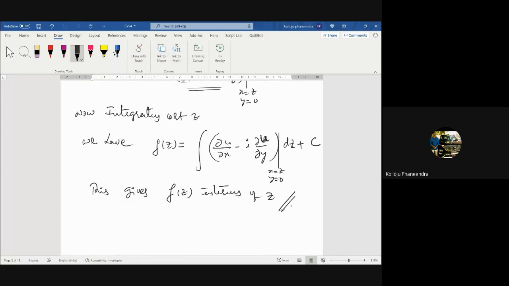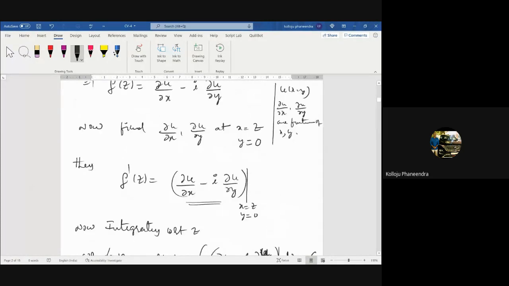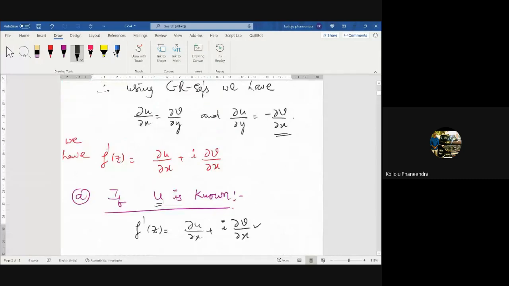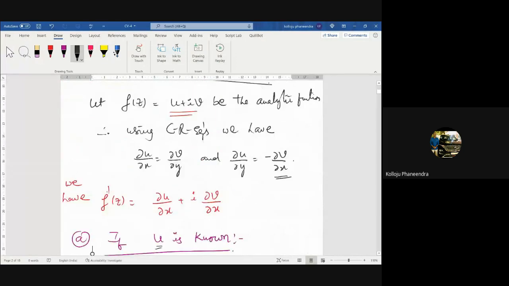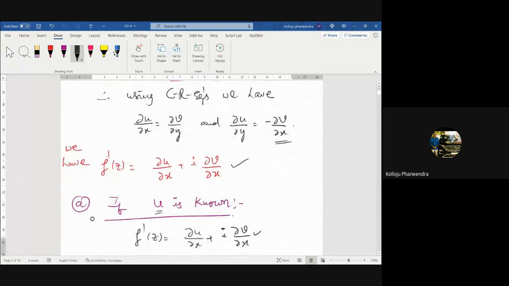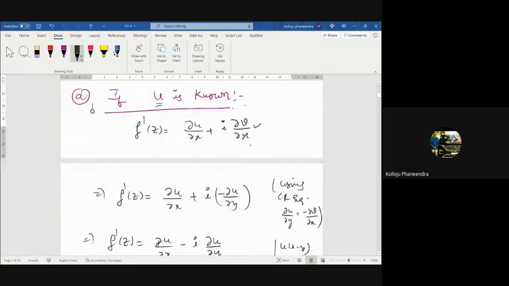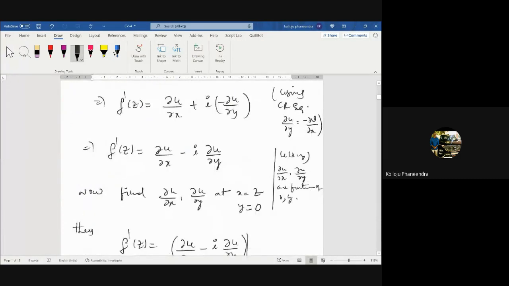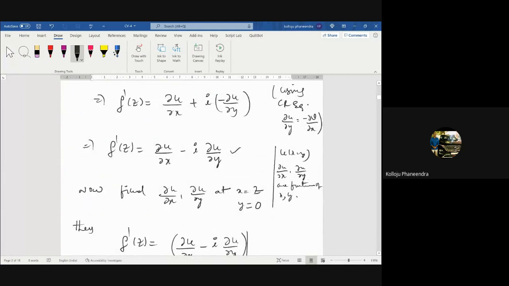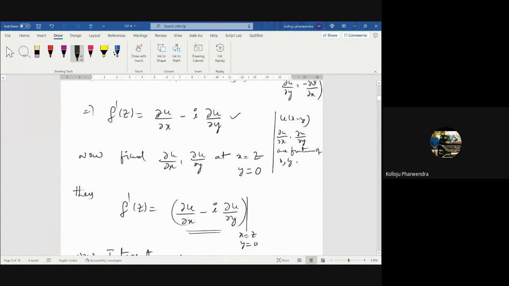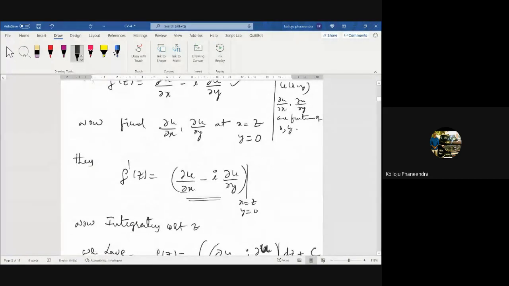This is the Milne Thomson procedure. When u is known, how to find f of z? Once again, f of z equal to u plus iv is an analytic function. This is a compulsory necessary condition. Then f dash z, I know the formula: dou u by dou x plus i into dou v by dou x. And when u is known, this dou v by dou x is replaced using the CR equation in terms of u, that is minus dou u by dou y, right? So I can calculate dou u by dou x and dou u by dou y here, and evaluate these partial derivatives at x equal to z, y equal to 0. Then f dash z becomes in terms of z.